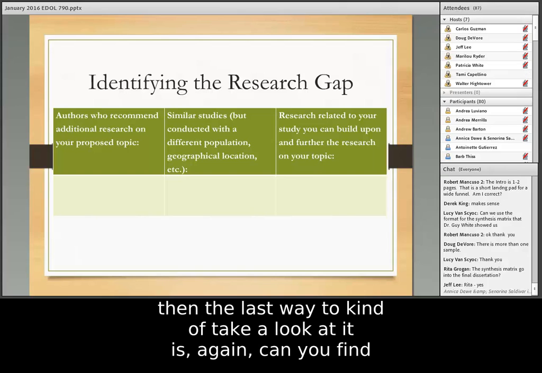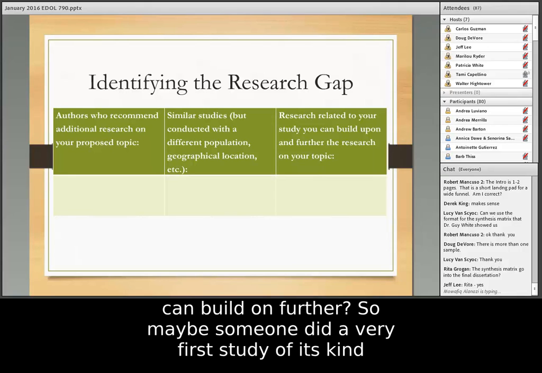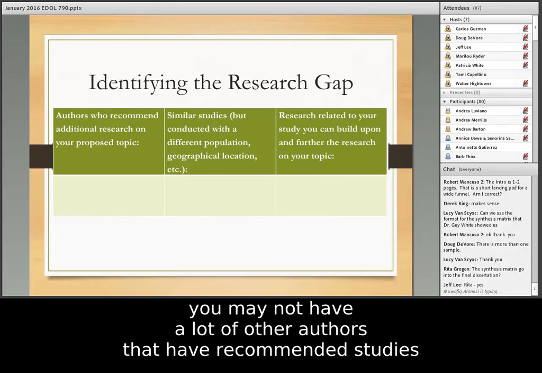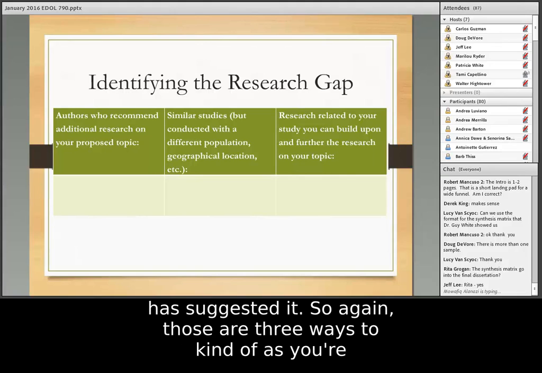And then the last way to take a look at it is, again, can you find research related to your study that you can build on further? So maybe someone did a very first study of its kind on a particular topic, and maybe your study is just building upon that. So you may not have a lot of other authors that have recommended studies on that yet, but this particular author you want to build on has suggested it.